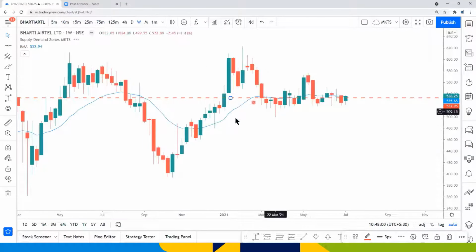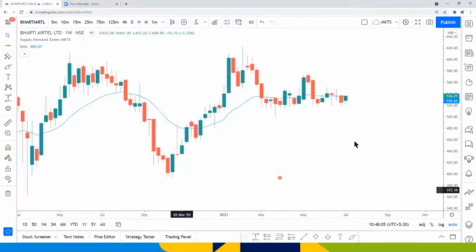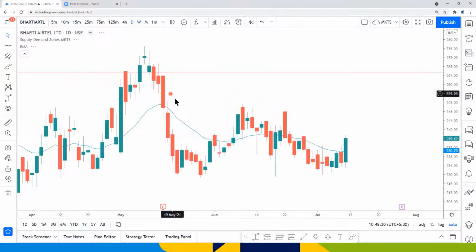So weekly, where is your zone located? Can we say around some support? This is not the best picture of demand, but yes, there is a demand zone here, rally base rally. Prices come back, low of the range in a sideways price action, low of the range. Daily, from the low of the range, it is moving up.